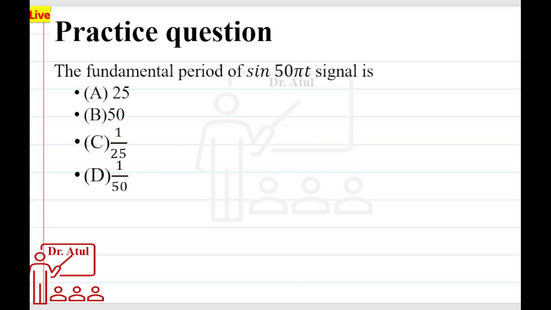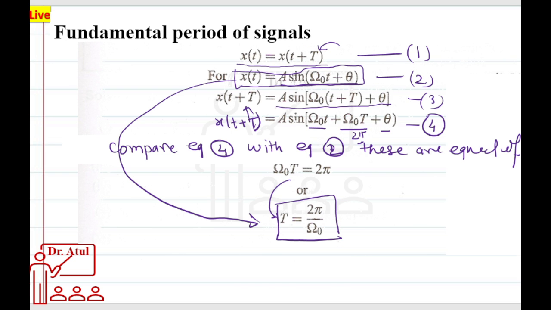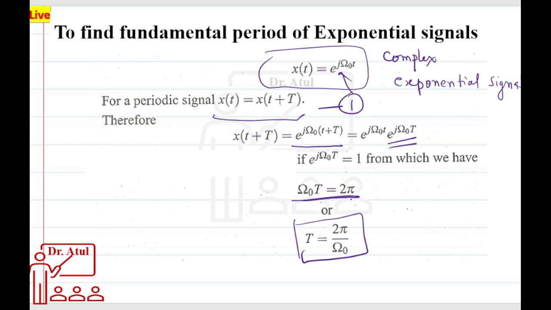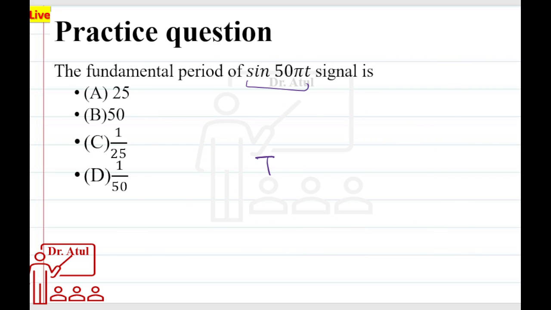Okay, now a real practice question. The fundamental period of 50 sin(50 pi t) is given. See this one, sin(omega naught t plus theta), so T equals 2 pi upon omega naught. So T equals 2 pi divided by 50 pi. Pi and pi cancel. This is 1 by 25. The answer is 1 by 25.